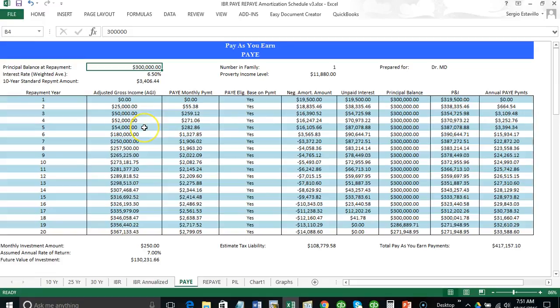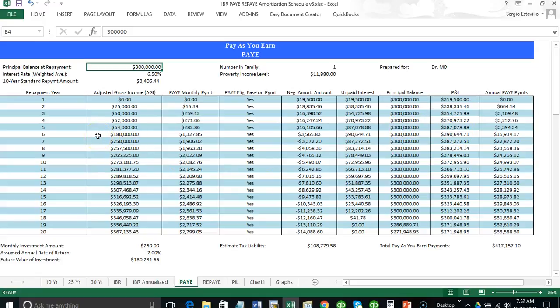So let's move ahead at this point. We have $54,000 of adjusted gross income, about $283 per month in payments. You're still accruing interest for that particular year at $16,000. So over the course of 5 years, you have about $87,000 of interest accrual, and you can move forward.